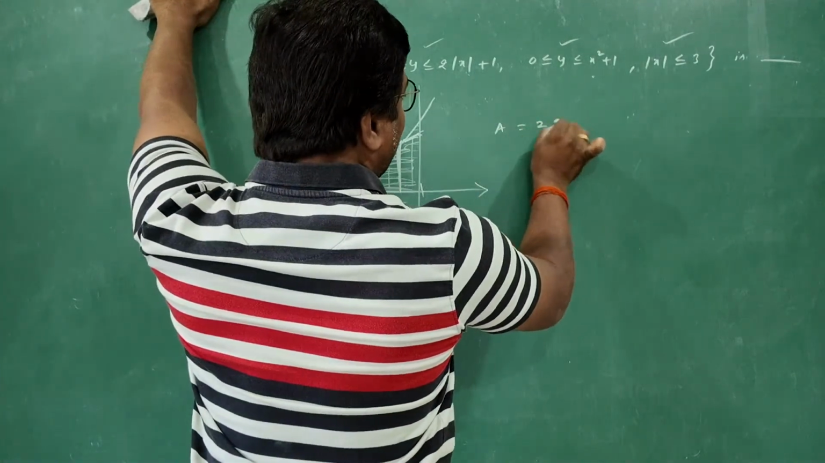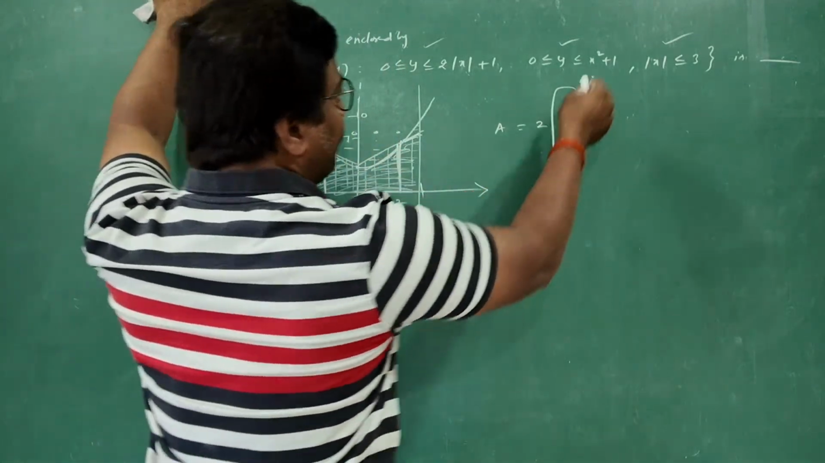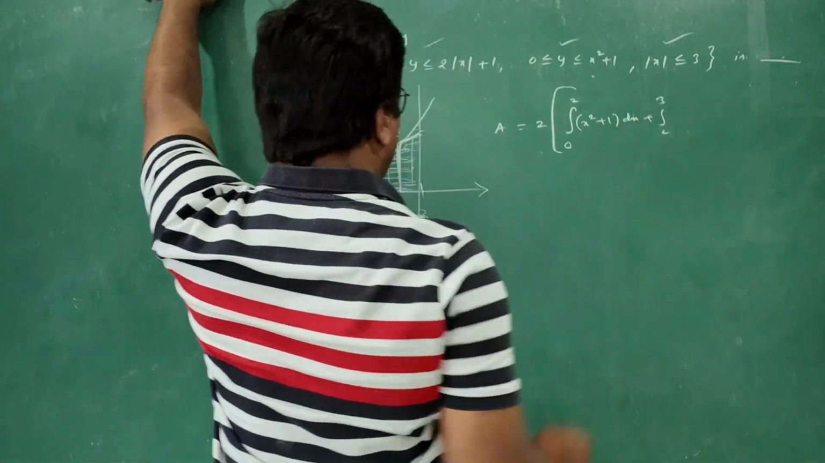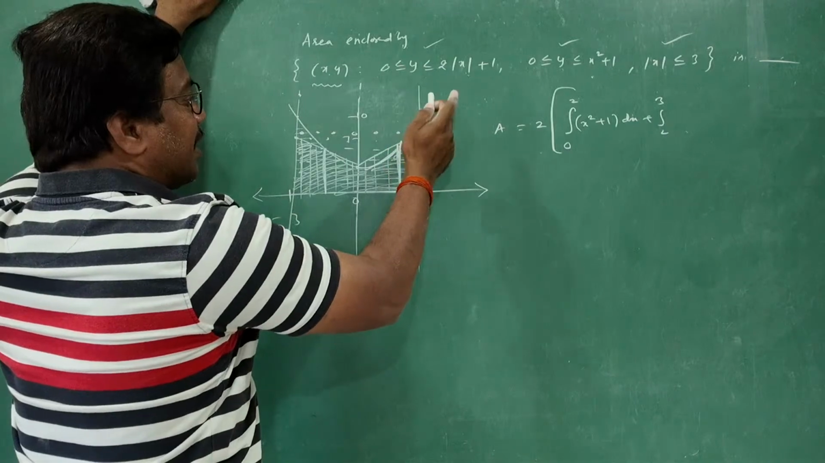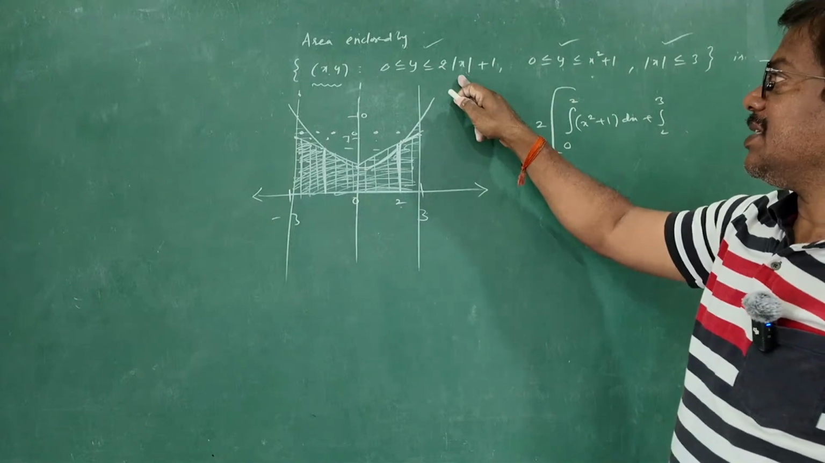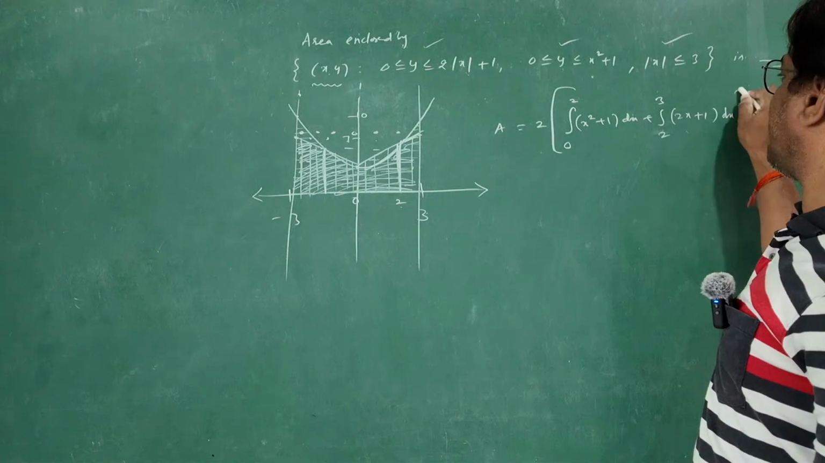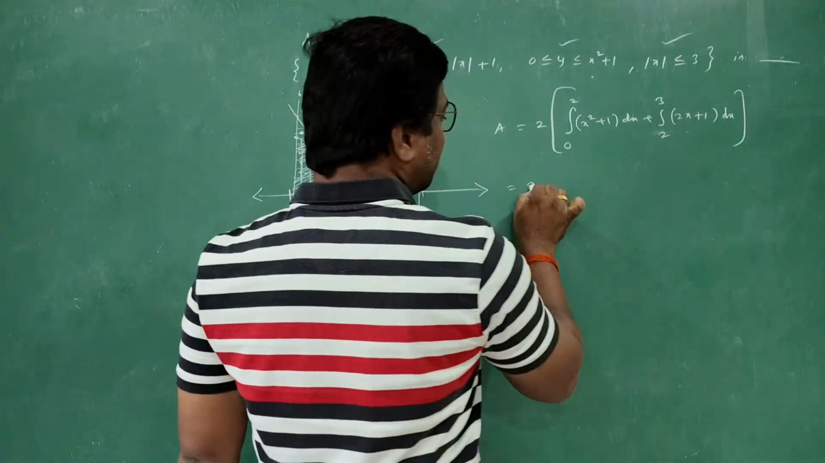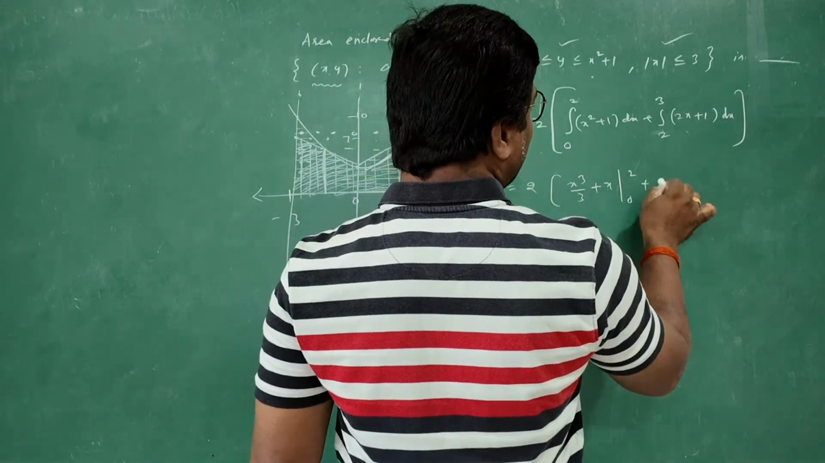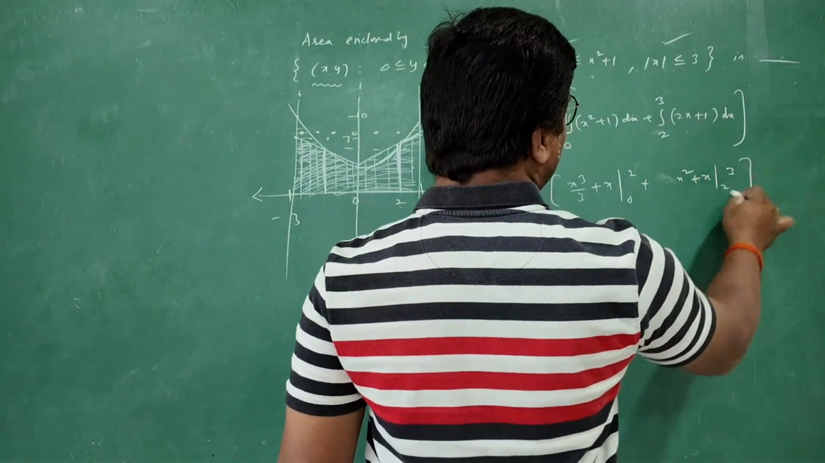So required area equal to 2 times, first from 0 to 2, you have to integrate the parabola. Parabola you have x square plus 1 into dx. Next, 2 to 3, in the interval 2 to 3, the straight line. Area under the straight line. For positive values of x it is x, so that 2x plus 1 is the function. Integration with respect to x. Now integrate this: x cube by 3, limits 0 to 2. Next 2 times x square by 2, that is x square plus x, limits 2 to 3.